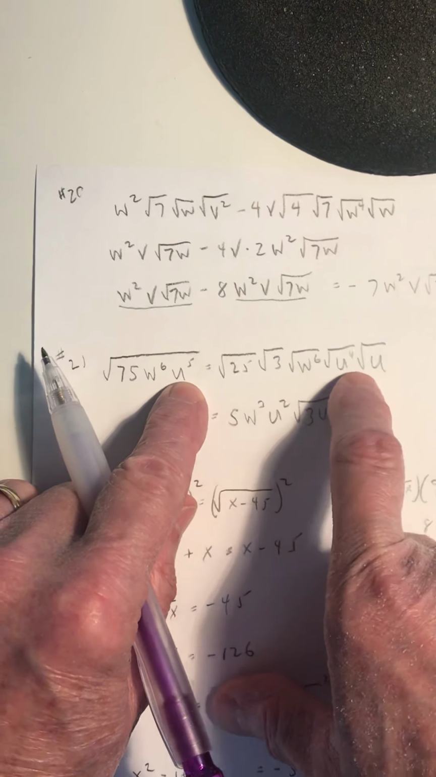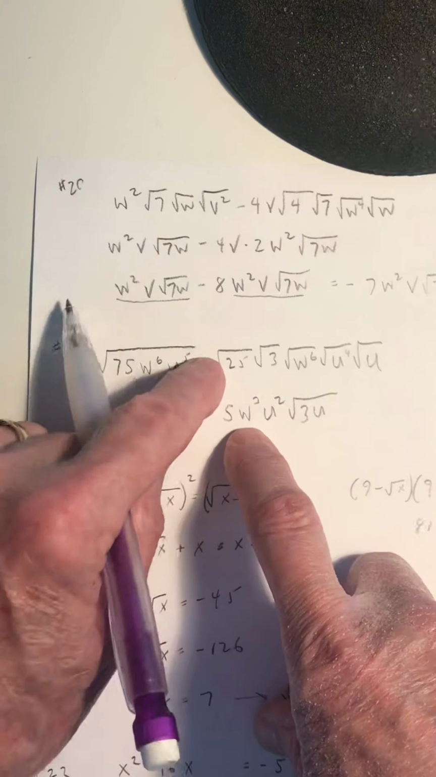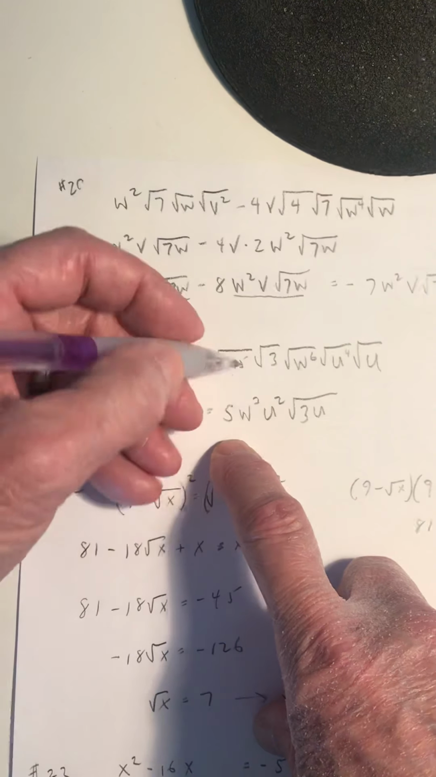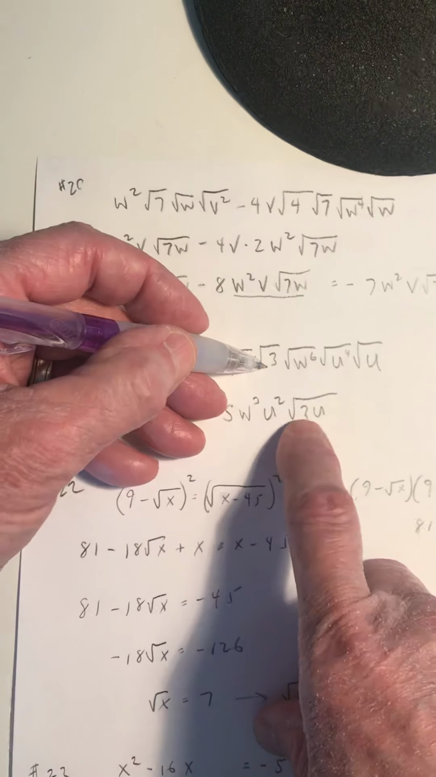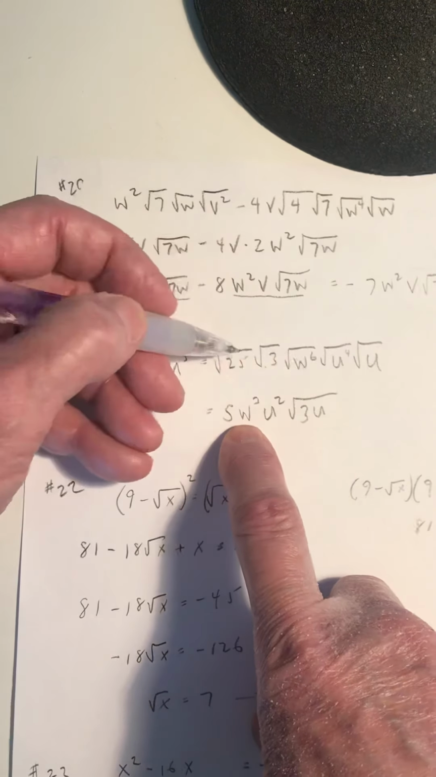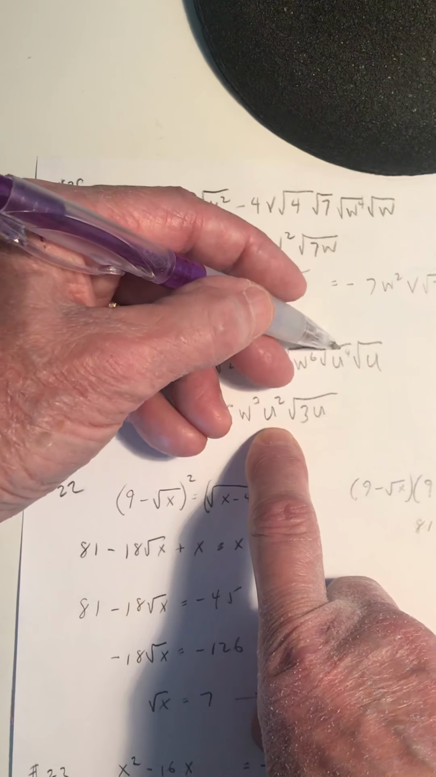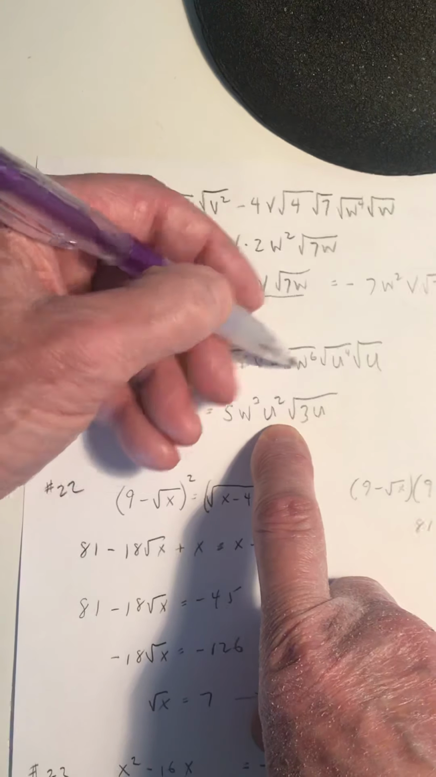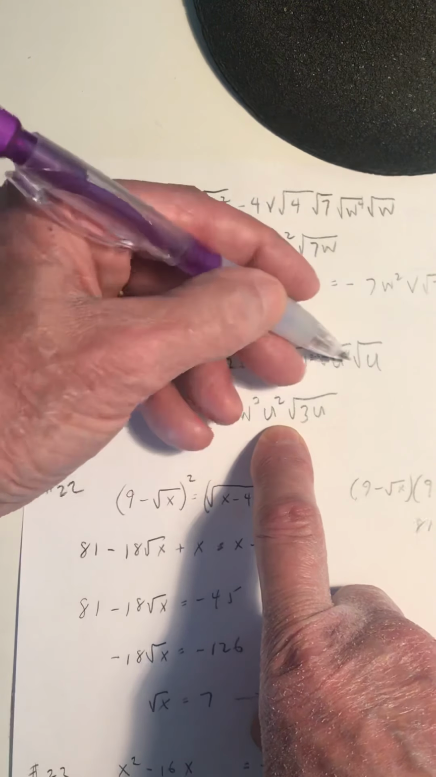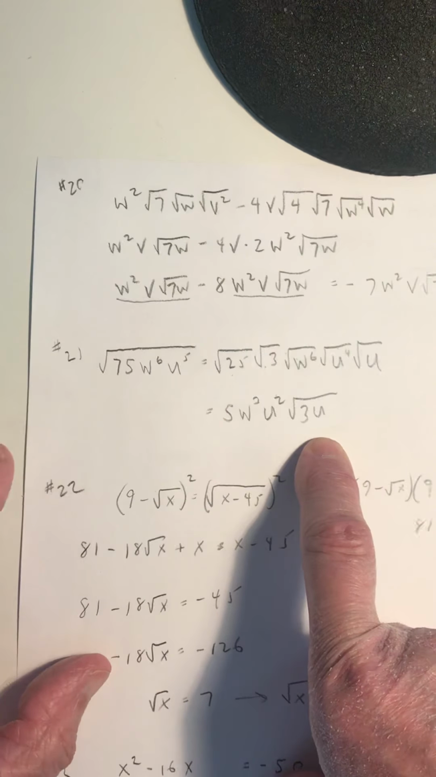This we break up into the largest possible even exponent. So square root of 25 becomes a 5. Square root 3 stays under there. Square root w to the 6th, we divide 6 divided by 2, we get w to the 3rd. And the u to the 4th, the square root of that, 4 divided by 2, we get 2. And this leftover u stays under there. There's our final answer for question 21.